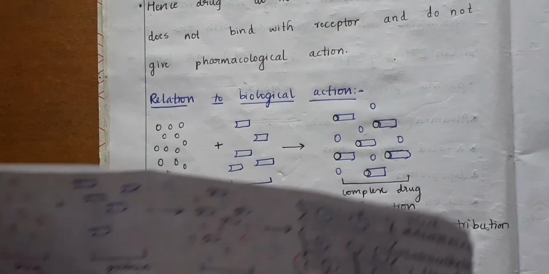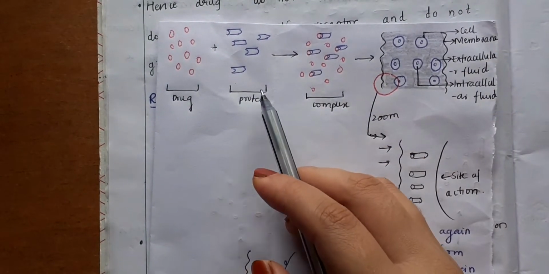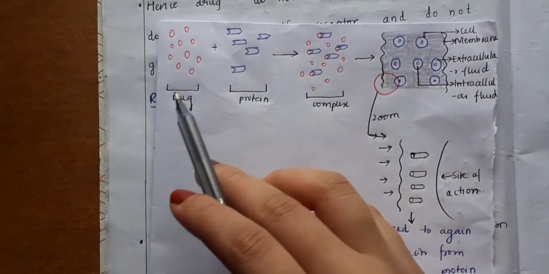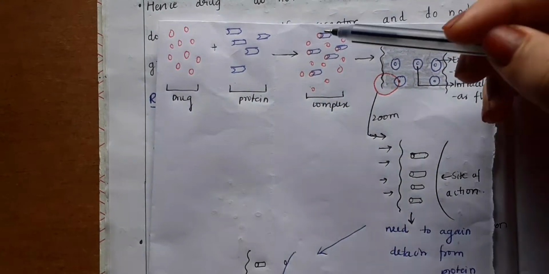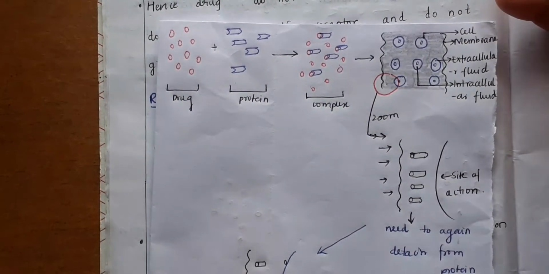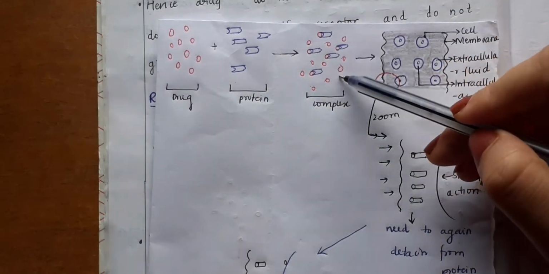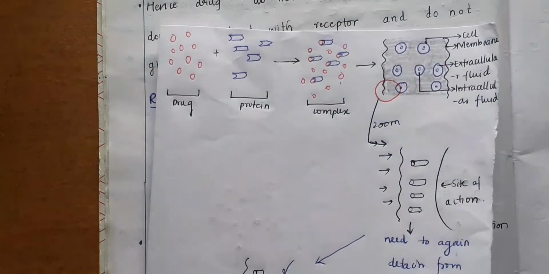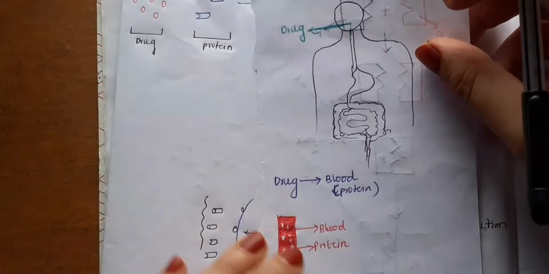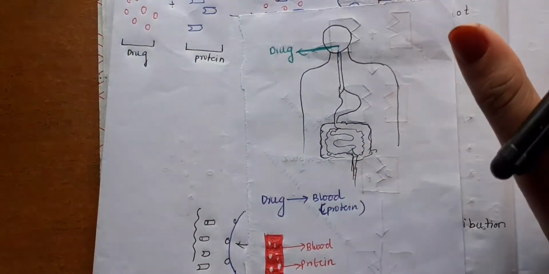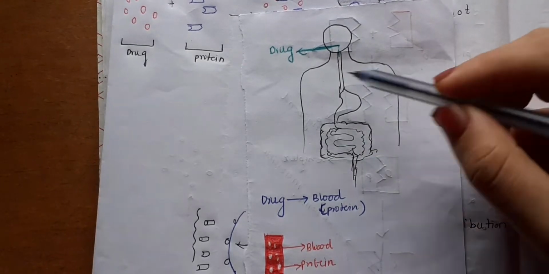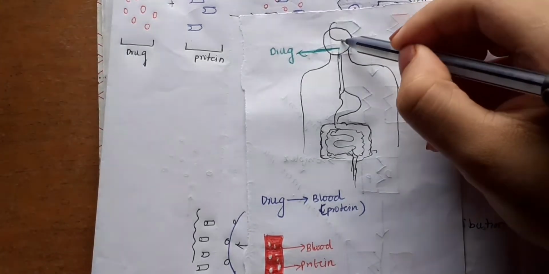Let us see how protein binding is related to biological action. See here, the drug which enters the blood meets protein. They form a bond in blood and form a complex. So here there are 5 complexes formed and other drugs are in free form. Now the bound drugs move to the site of action. For example, you have a headache. Fine, you have a headache. Now the drugs move through the blood and reach the site of action.